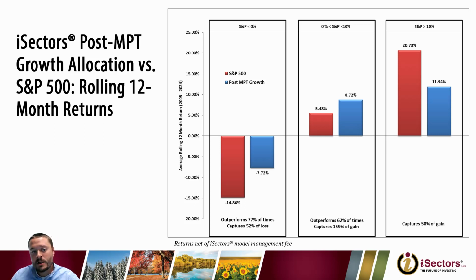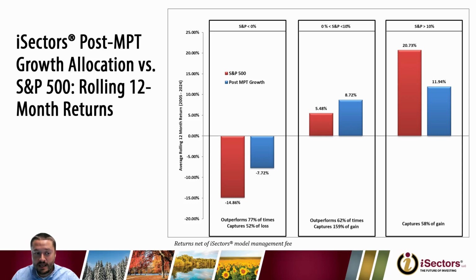The middle box shows a more choppy environment, when the S&P is up in a 12-month rolling period, but less than 10%. This is where our models really have the potential to shine. Post MPT Growth outperforms the S&P about 60% of the time in these periods, while capturing about 160% of the market's gain.